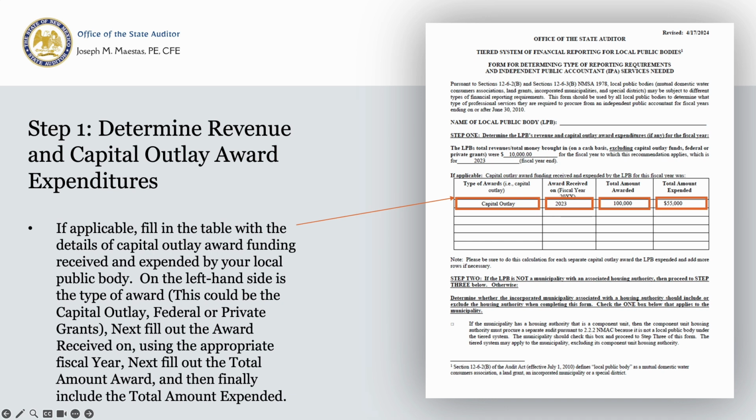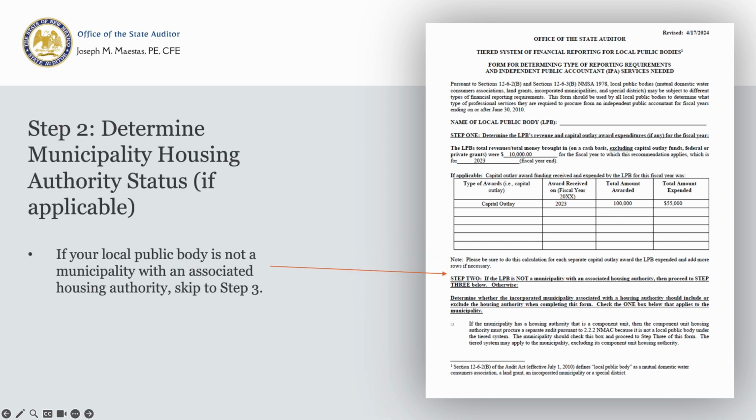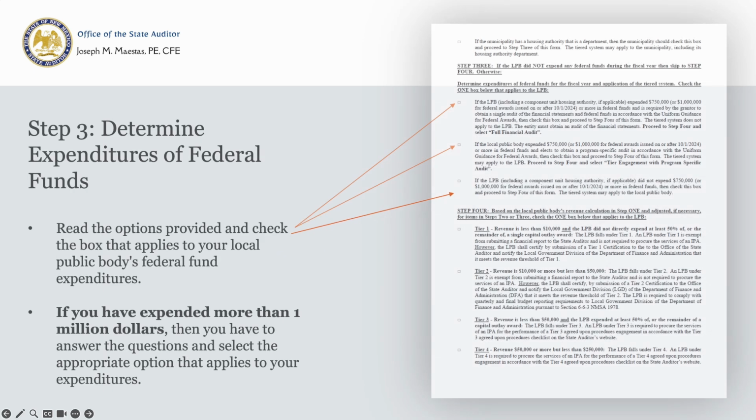Please be sure to do this calculation for each separate capital outlay award the LPB expended, and add more rows if necessary. Step 2. Determine municipality housing authority status if applicable. If your local public body is not a municipality with an associated housing authority, and if you are watching this video, that should be the case. Please skip to Step 3.